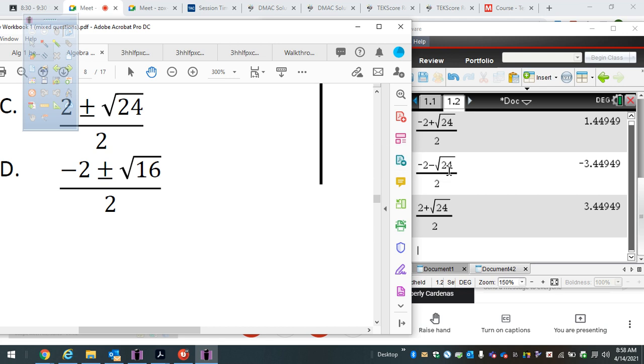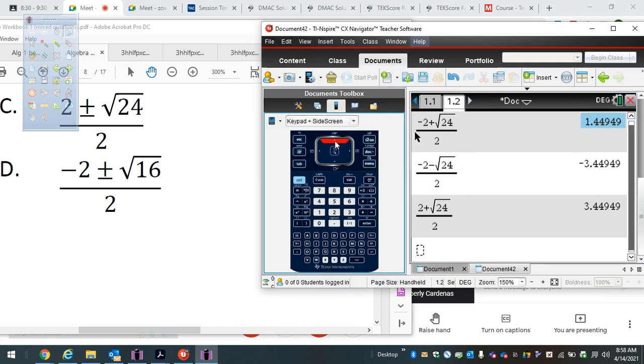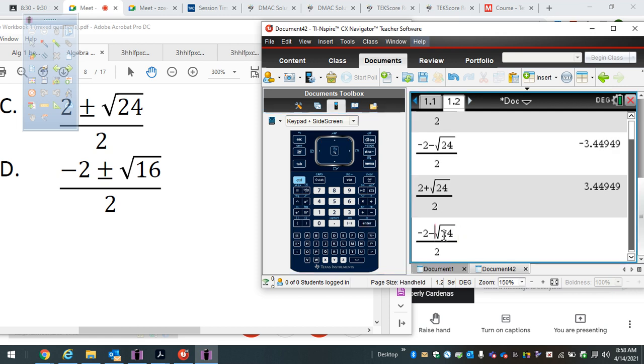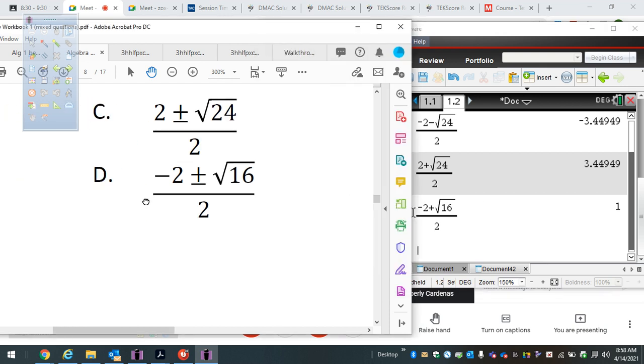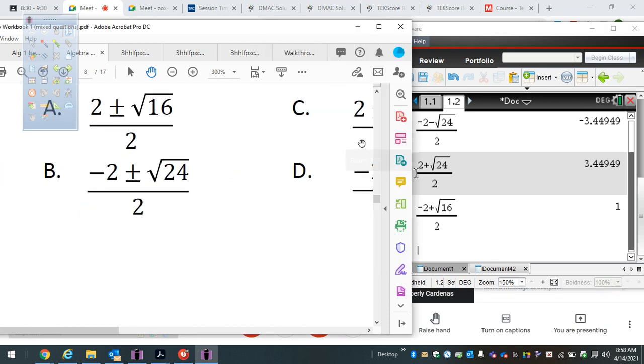Okay, so I'm going to highlight the... I'm going to press up. Did I do the other ones or no? No, I didn't. So I'm going to go to this one, highlight that one, change that to a plus, change that to a 16, and that gives me a 1. So no, not even close. The best answer, B. Cool?